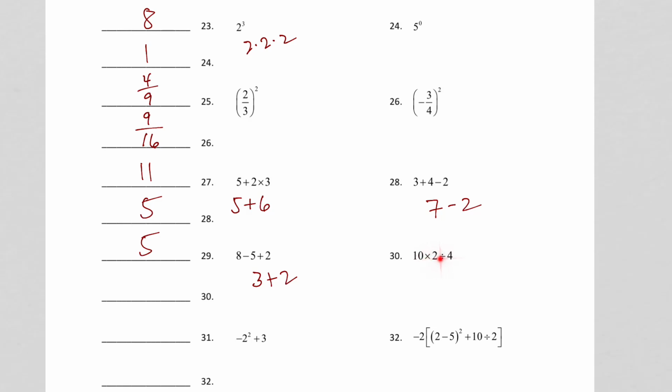Multiplication and division have the same level of priority, so whenever you see them, you have to go left to right. So 10 times 2 is 20. Now we divide by 4, and we get 5.